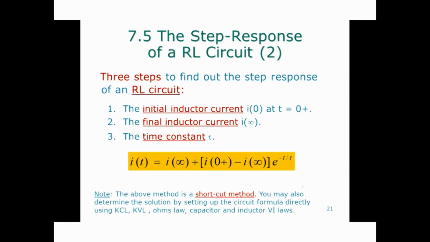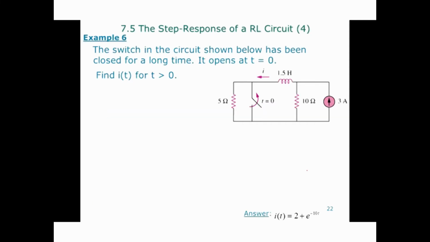So in finding the solution for an RL circuit, we have to find the initial inductor current. That's the important thing, not the voltage. Then we have to find the final inductor current, and then the time constant tau. And then we construct it just like before, using the shortcut method. Okay, I'm going to let you guys do this one by yourselves. Example 6. You can work with a partner.